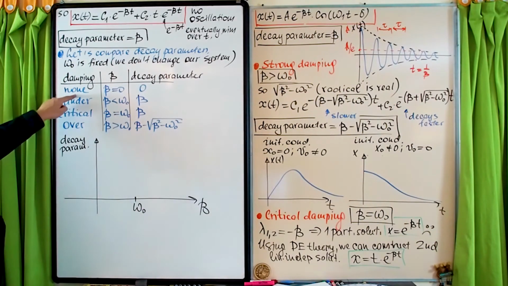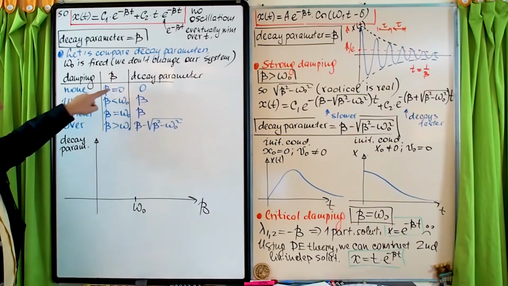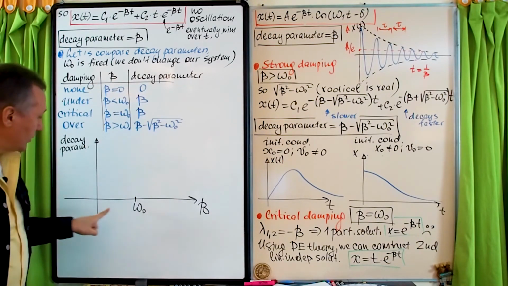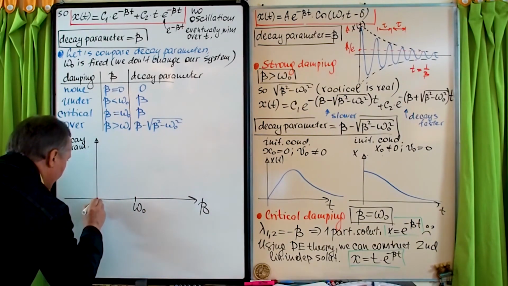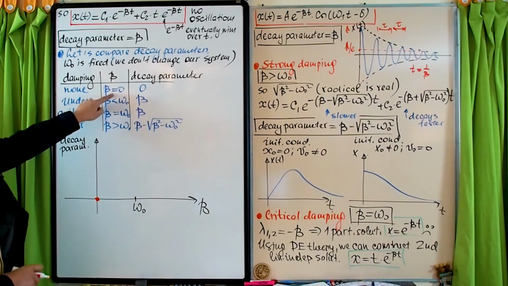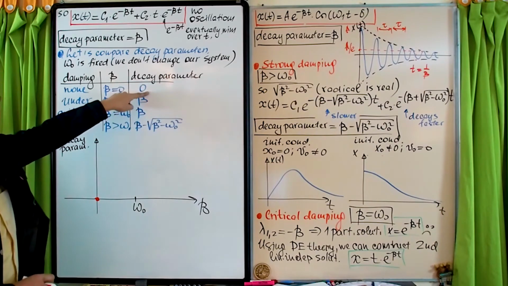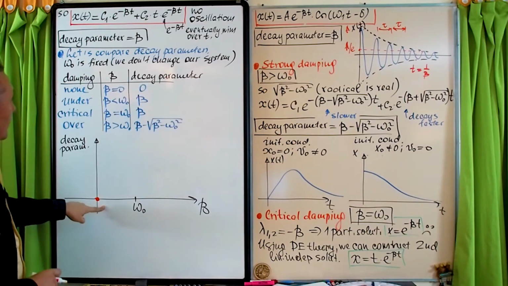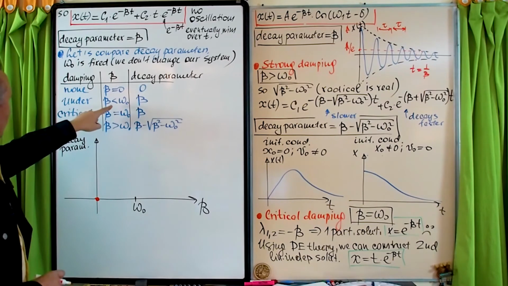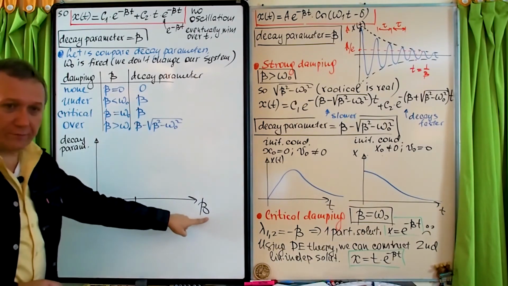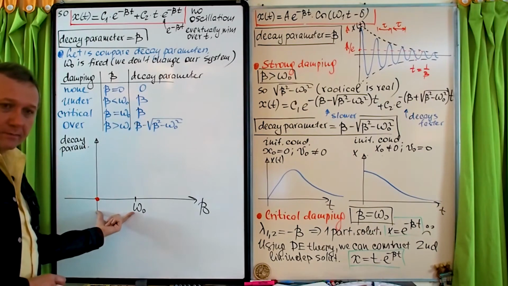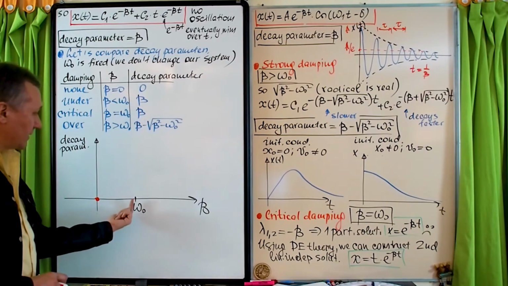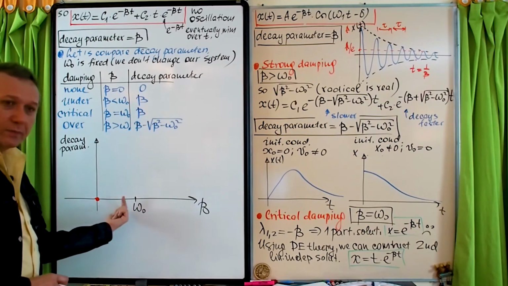So let's start with no damping, so beta equals 0. I will use red. So this is our first point: beta equals 0, decay parameter is 0. Then underdamping, when our variable beta is less than omega naught. So we're talking about this part of the curve.